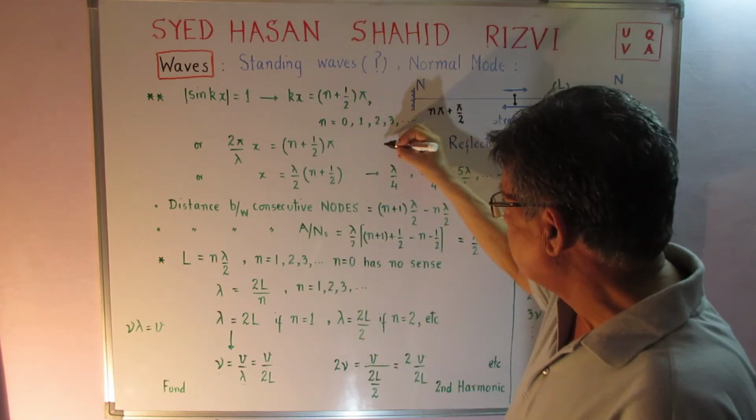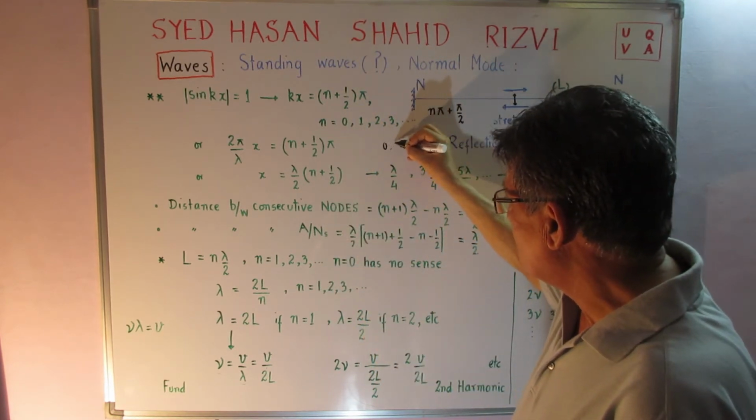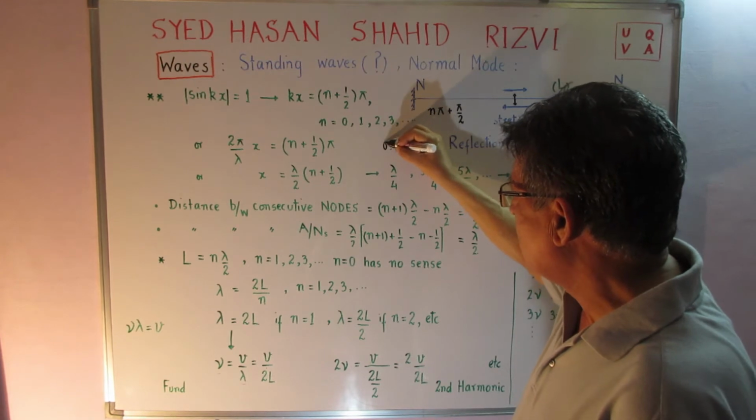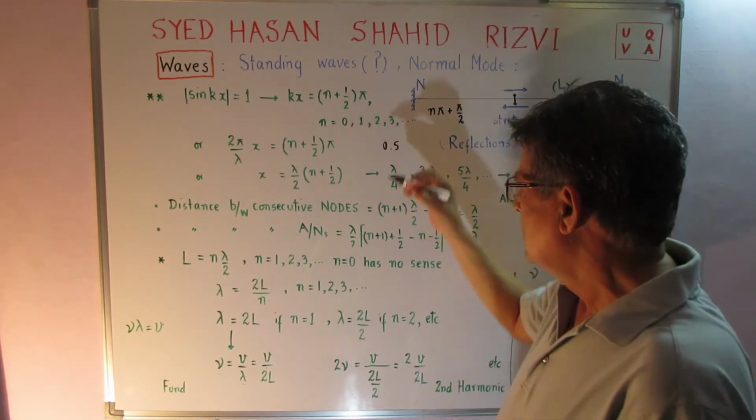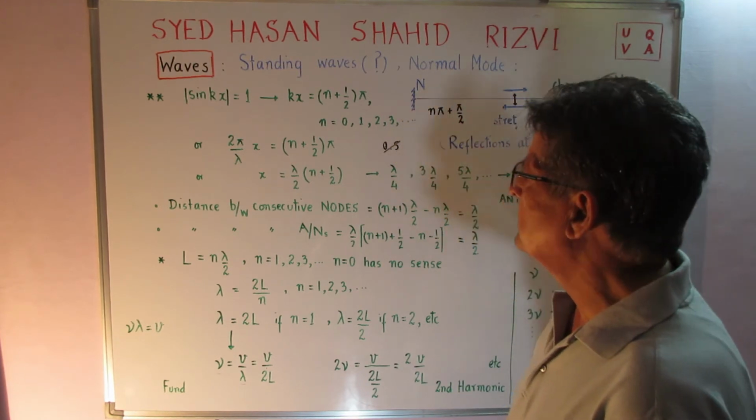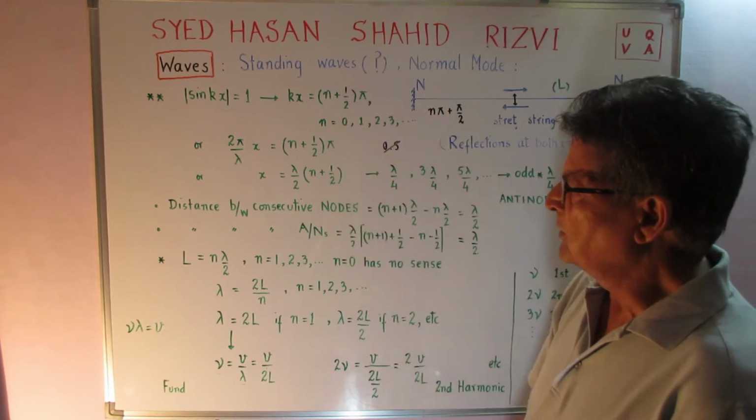We'll never write it as 0.5. I will be called an idiot, and so will you be. Because this doesn't help. Let it be 1 by 2.